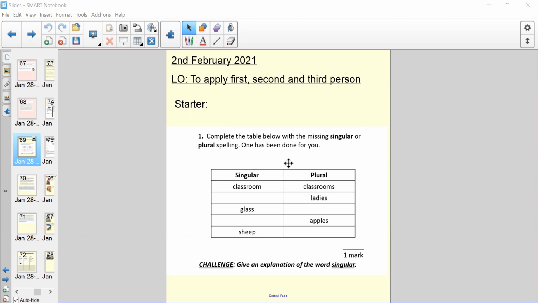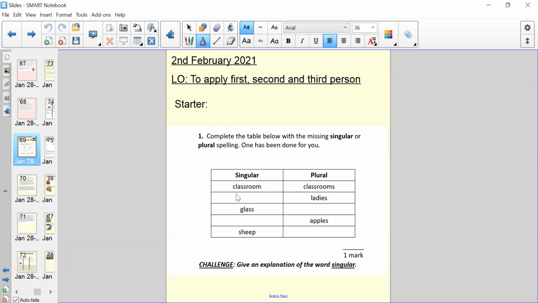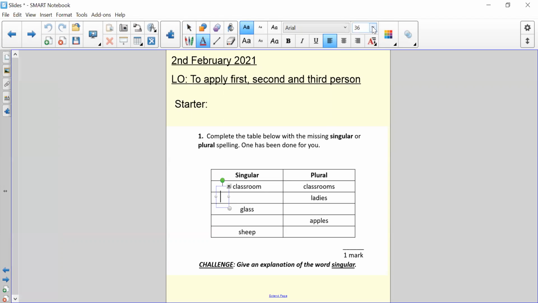And as a challenge, give an explanation of the word singular. So I'm going to write the answers in now. If you haven't done it, please press pause and then resume the video when you've finished. The singular of ladies is lady. You've got glasses with an ES, apple, and then sheep stays the same. And the word singular means one of something.